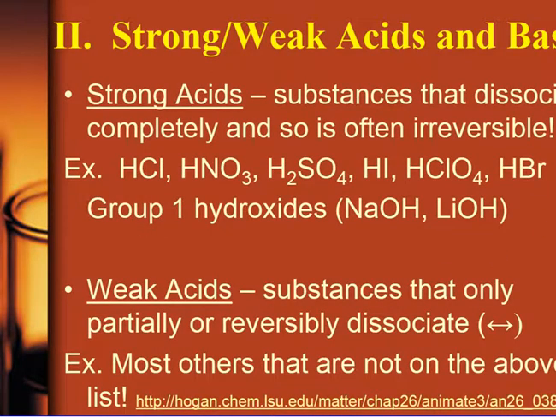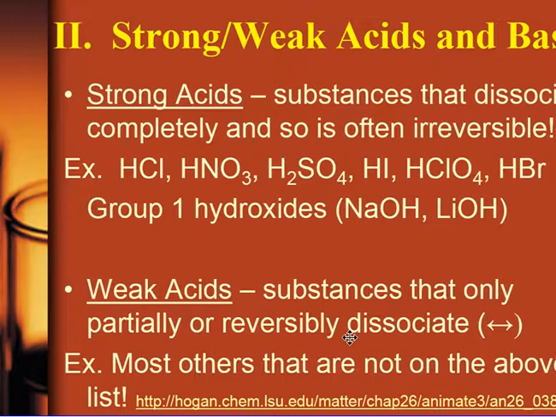We know that some acids are stronger or weaker than others. So if an acid, when we put it in water, completely breaks apart, meaning it goes into its positive and negative ion completely, and is often irreversible, that's going to be a strong acid. Weak acids are those that only partially or reversibly dissociate.